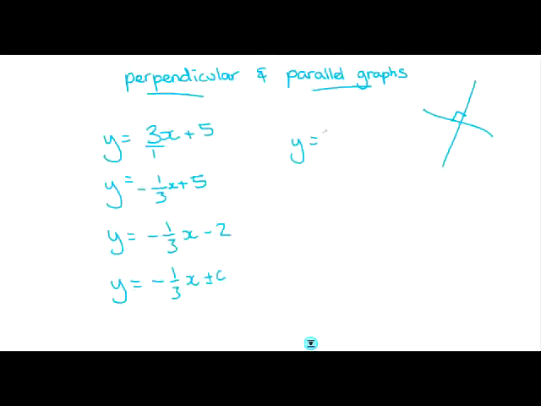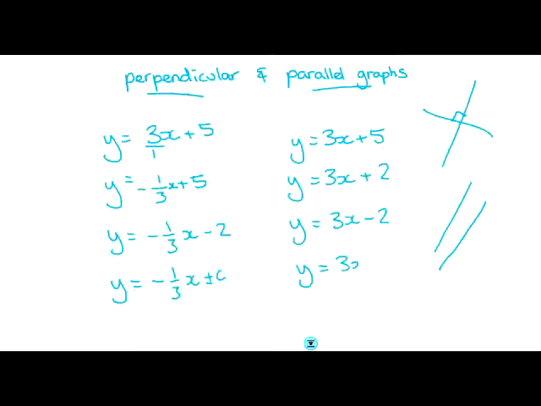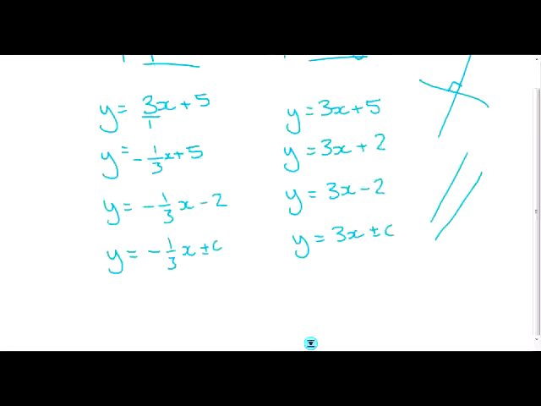Parallel graphs, if we start with the same one, whatever the steepness is, we need to match that steepness. So therefore, we just keep the gradient the same. And that can be a whole host of different y-intercepts. It doesn't matter. So as long as the gradient is the same, it creates a parallel graph, and if we reciprocate it, it makes it perpendicular.